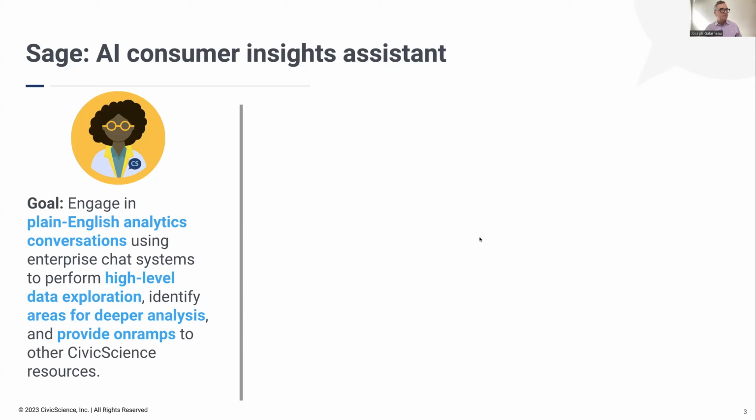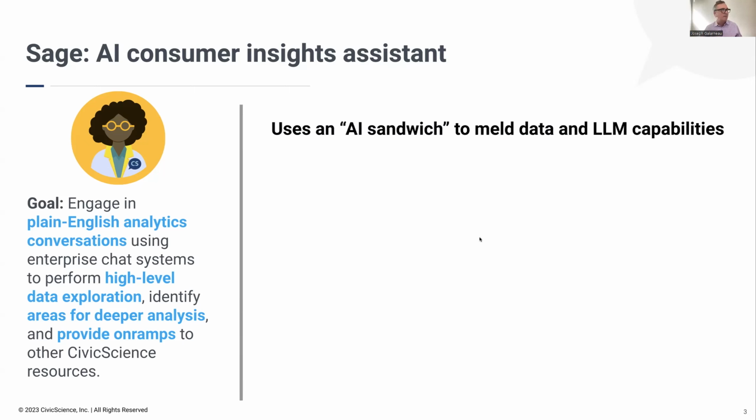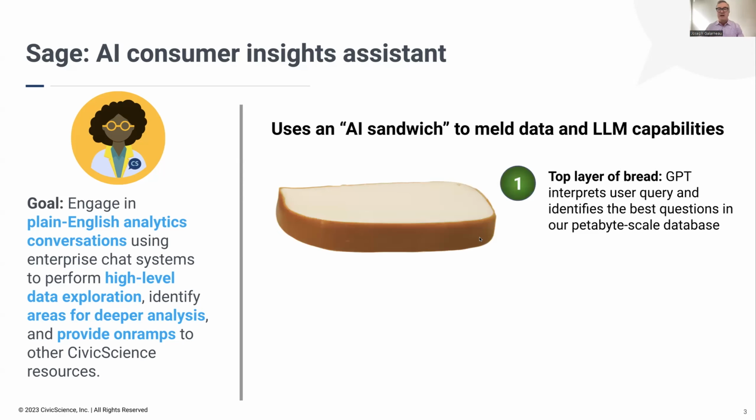So I'm going to show you Sage in 30 seconds, but one thing to note from a technical perspective is that we've built what we call an AI sandwich. On the top level of the sandwich, the bread is GPT, and users are using Slack or a web chat or ultimately Microsoft Teams to ask GPT questions. GPT looks at the query from the user and says, of all the data that Civic Science has, what are the most relevant questions, and then zeroes in on that.